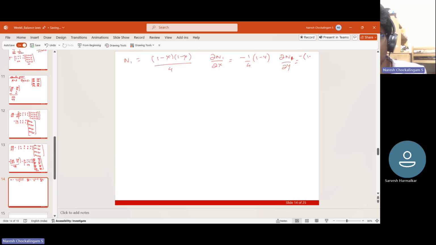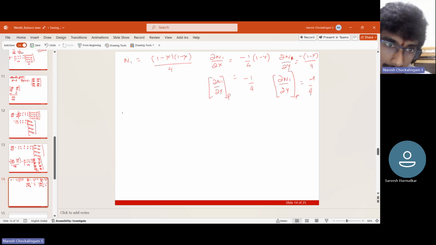It is minus 1 minus x by 4. So when you substitute x equal to 0, y equal to 0, this derivative at the point capital P is minus 1 by 4. And the derivative at the point capital P, at the origin, is minus 1 by 4. Similarly, what is n2?